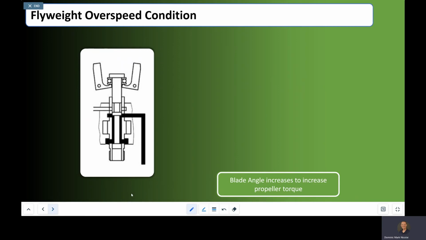So we take a look, overspeed condition. Our centrifugal force is much greater than the pressure from the speeder spring. That's causing the overspeed condition.